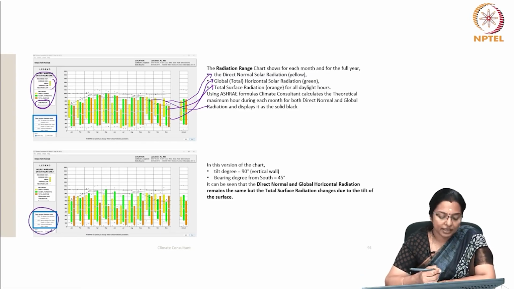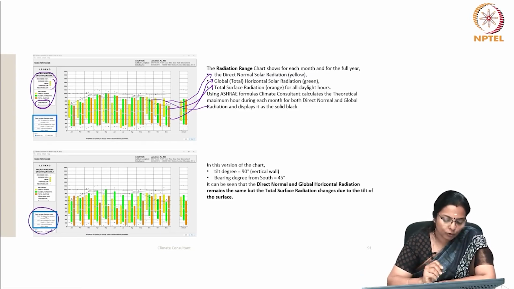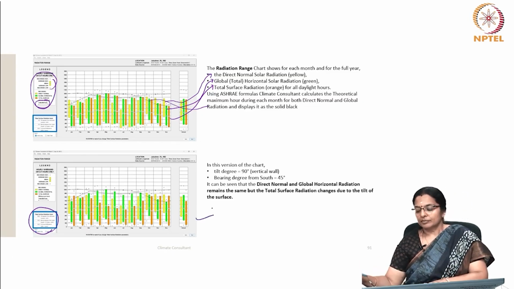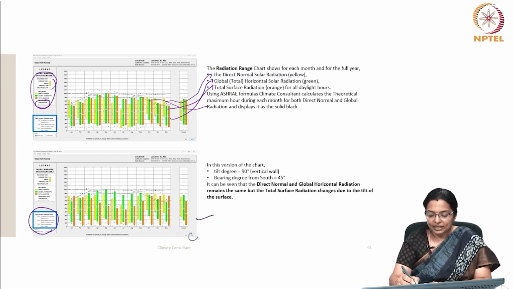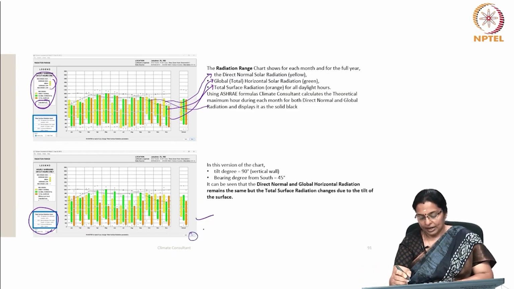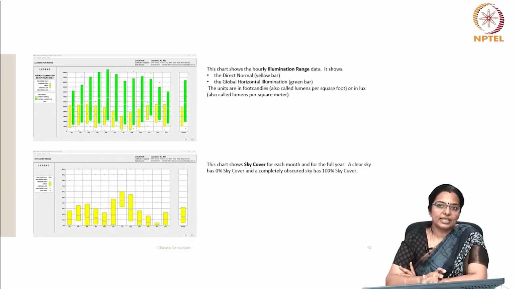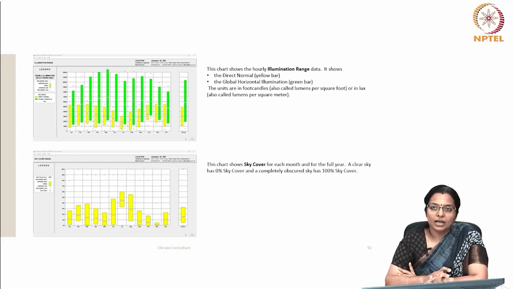So, what should be the ground reflectance? By default, it has taken 20. If you are sure you want to change the value, you can change it, and for that value, you will get the output data. Then you press the next button again, and what will you get? You will get a chart like this.